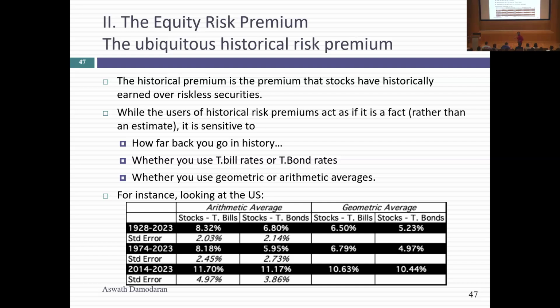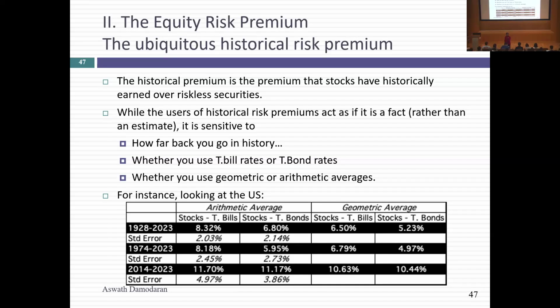Depends first on what slice of history I look at. 10 years, 50 years, almost 100 years. It depends on whether you use T-bills or T-bonds as my risk-free investment. T-bills are short-term, 3 months, 6 months. T-bonds are 10-year. It even depends on how I compute my average. What do you mean?